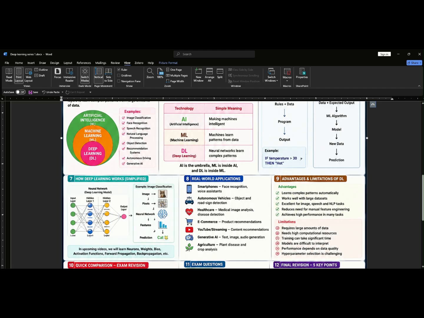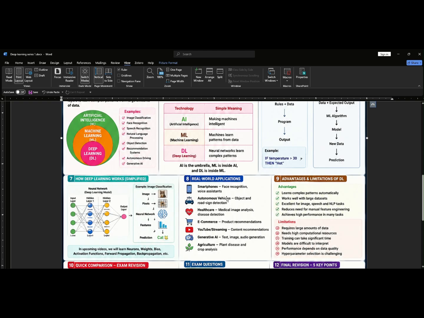An image is given, for example a cat image, which is divided into pixels. Each and every pixel has features available. The features are matched against the data sets. Feature selection is done, and the model is able to predict whether it is a cat or a dog.